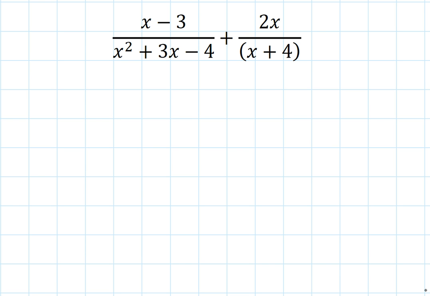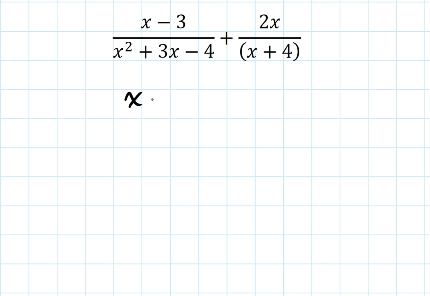Okay, so add these two fractions, these two rational algebraic expressions. To do that, I need a common denominator first. As I look at numerator, denominator, I can see that all of them are in factored form with the exception of the denominator of the first term. So I'm going to factor that.